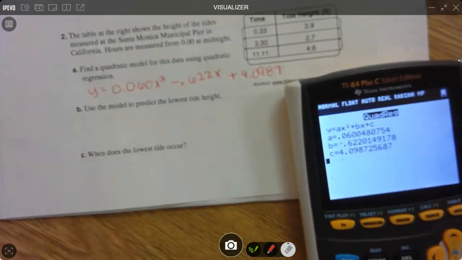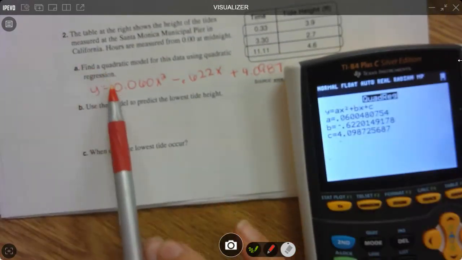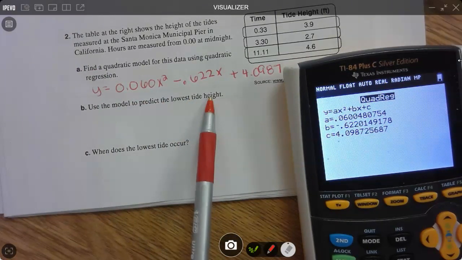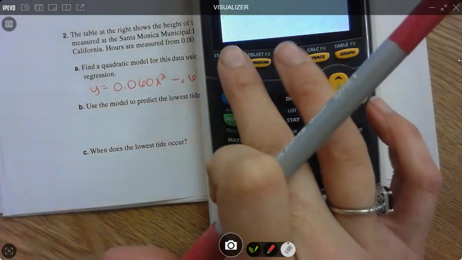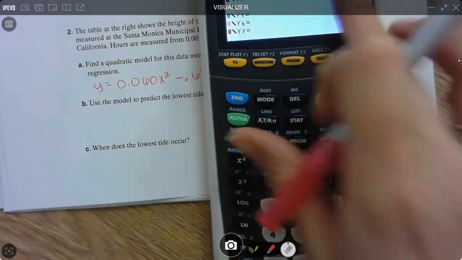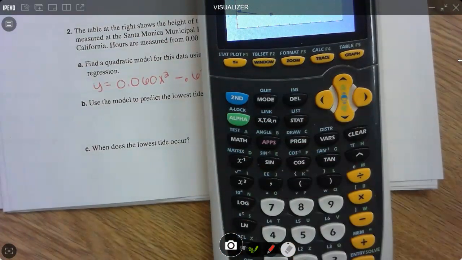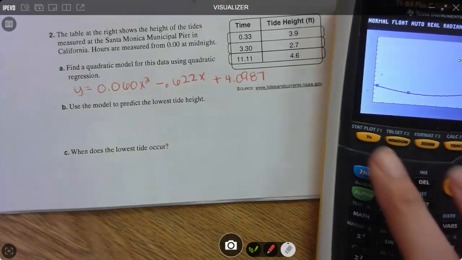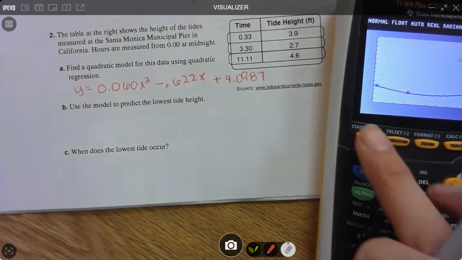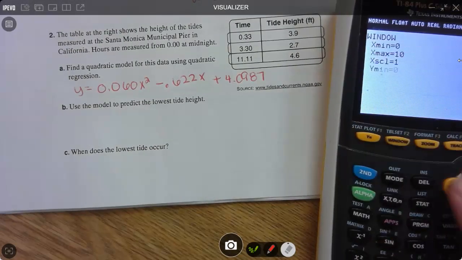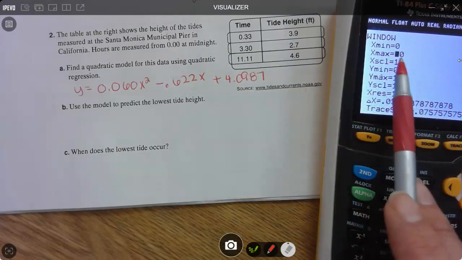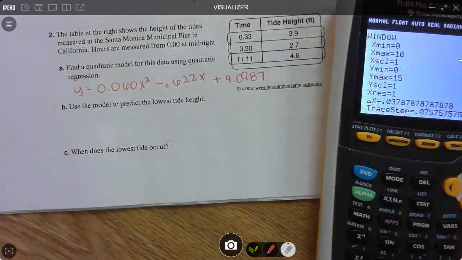So I have my quadratic model. I'm going to use it to predict the lowest tide height. So again, I'm going to go to y equals, my equation's in there. I'm going to hit graph. I'm going to change my x max because this is at time 11 to 24.